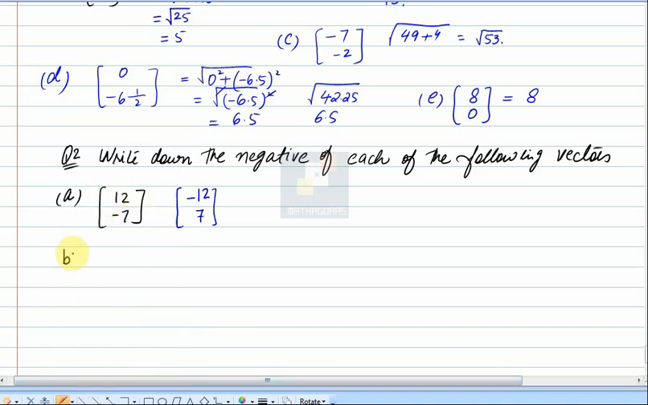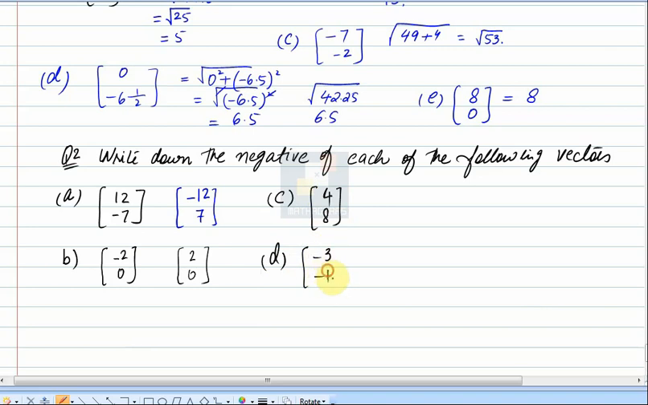After that, part B, it's -2 and 0. So -2 and 0, the negative vector, it will be 2 and 0. Similarly, start the question by yourself. Part C, it's 4, 8. Part D, it's -3, -1.2. And part E, it's 0, 3 whole 1 upon 4. Find out the negative vectors of all these questions.